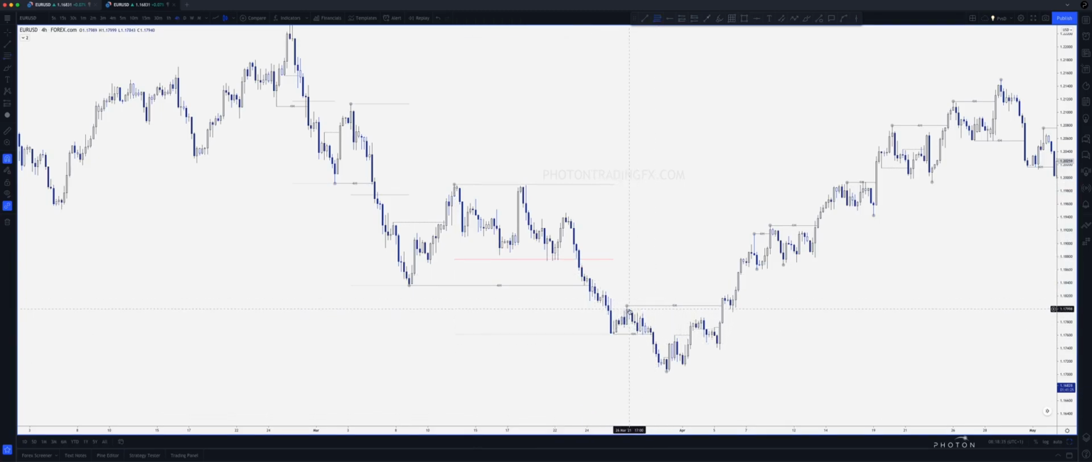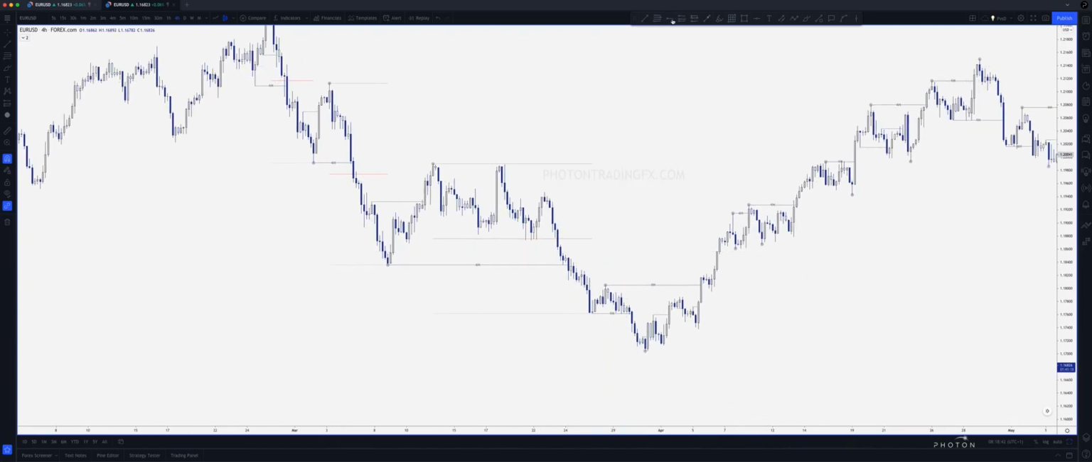Obviously we get a very, very shallow pullback there. Some of you may not classify that as a swing pullback, that's okay. But again, just remember to be consistent. Then we are within this swing range here.